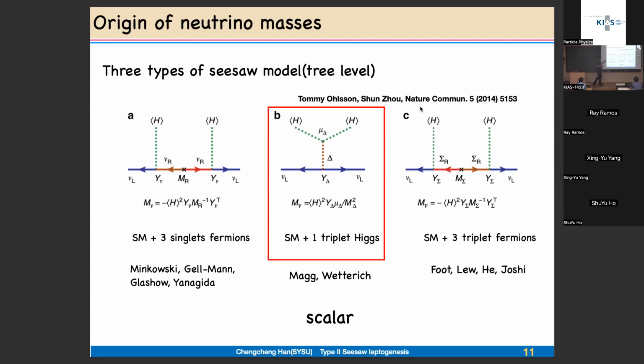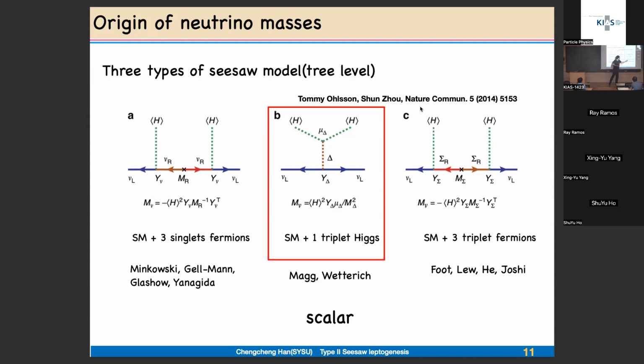For type 2 seesaw, they don't add any fermions. They add one triplet Higgs, an SU(2) triplet scalar. Here they need just one, but here they need at least two. So in some sense, this is also a very simple framework. Here I will talk about this model.